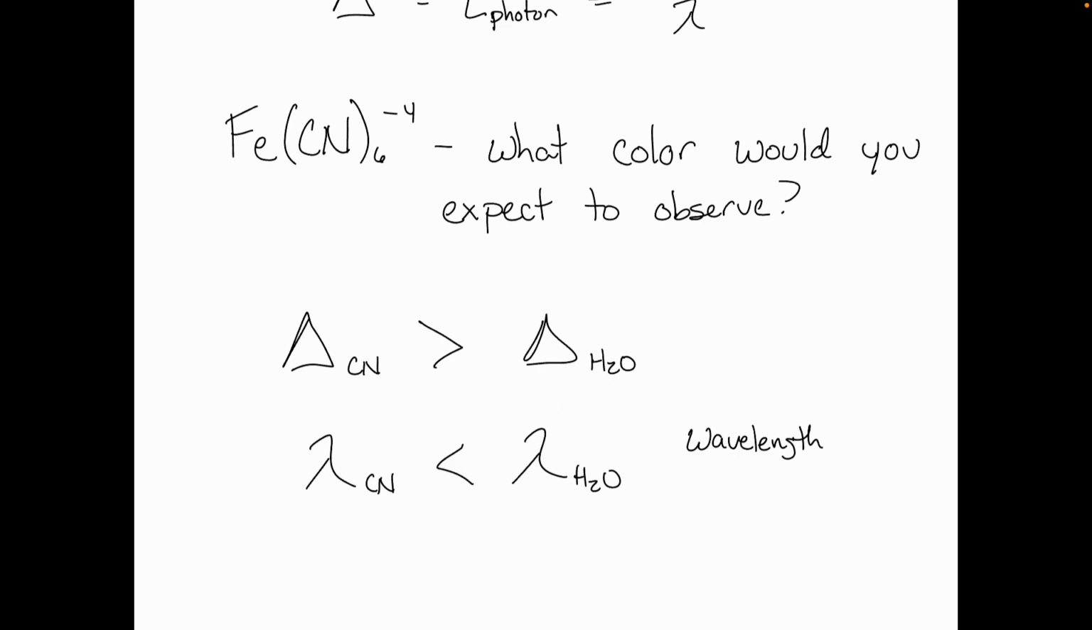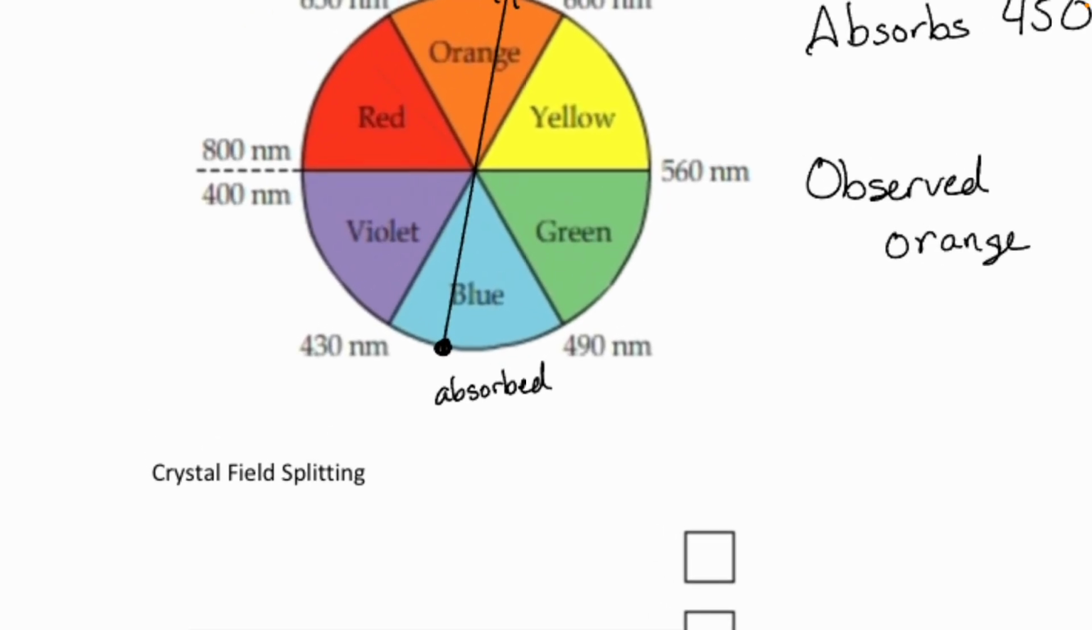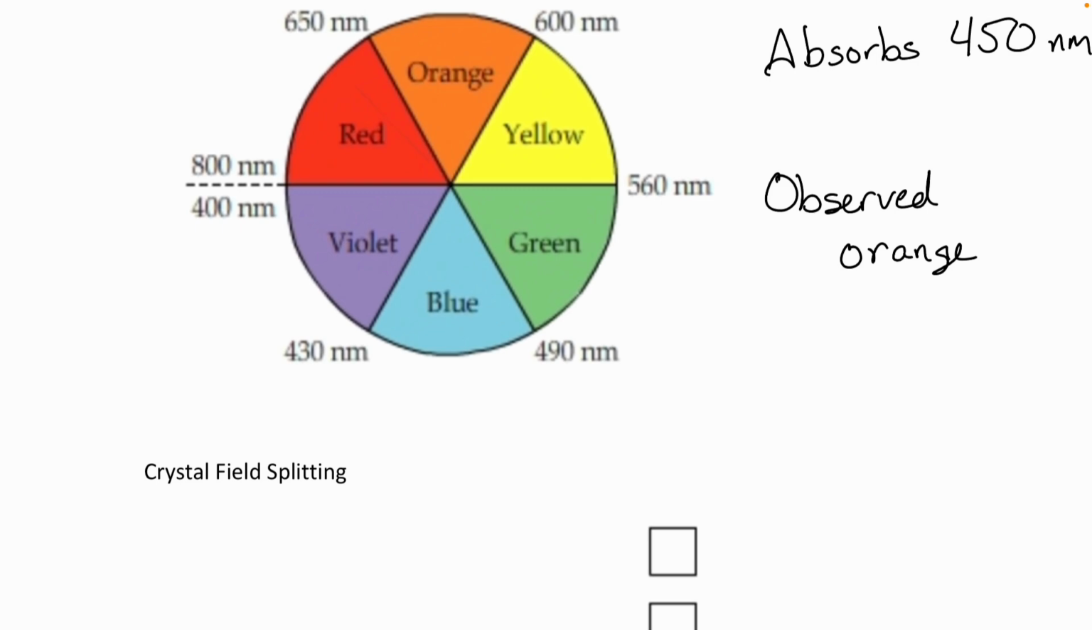All right, so our wavelength of absorption is smaller because that crystal field splitting energy is larger, right? And lambda and delta are inversely related. Okay, so if I look at my color wheel here, the bottom line is if this is where my water complex absorbs, my cyano complex has to absorb somewhere in this region here, somewhere at a smaller wavelength. Right, so FeCN.